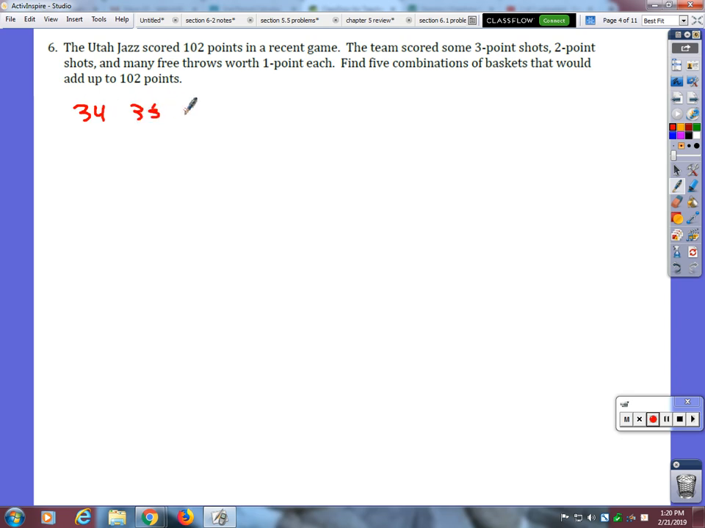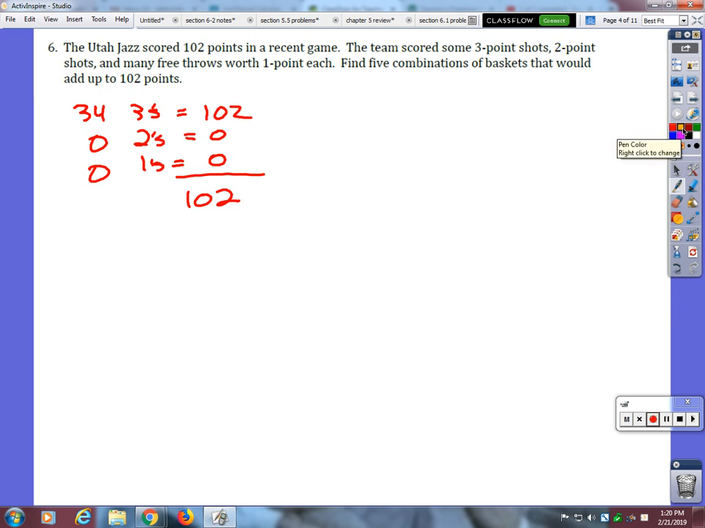34 threes. Okay. So they just went out there and just started bombing threes. And since they never attacked the basket, they didn't get any fouls. So all they did was make 34 three-pointers, get their 102 points. Okay. It's possible. What else? So that's 0, 102, and 0, 102. Okay, you guys have very different coaching styles, but both ended up with 102 points, so, you know, all good. What else?